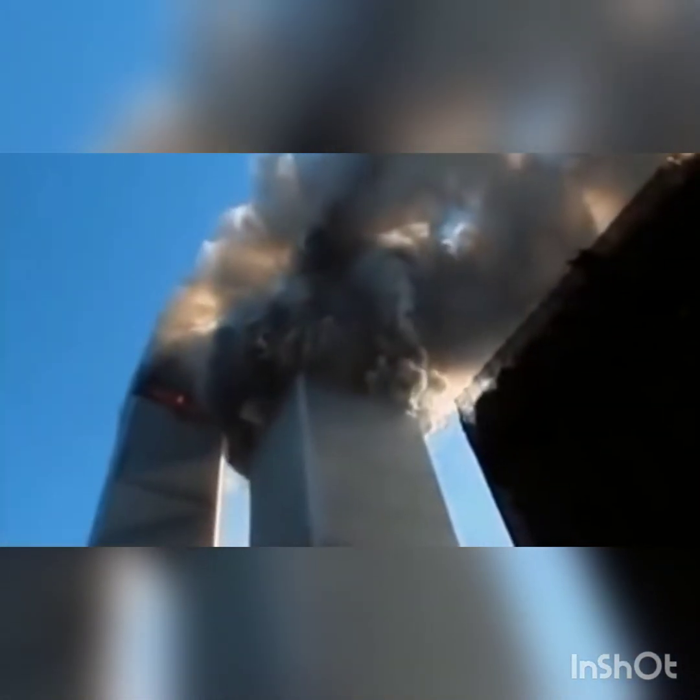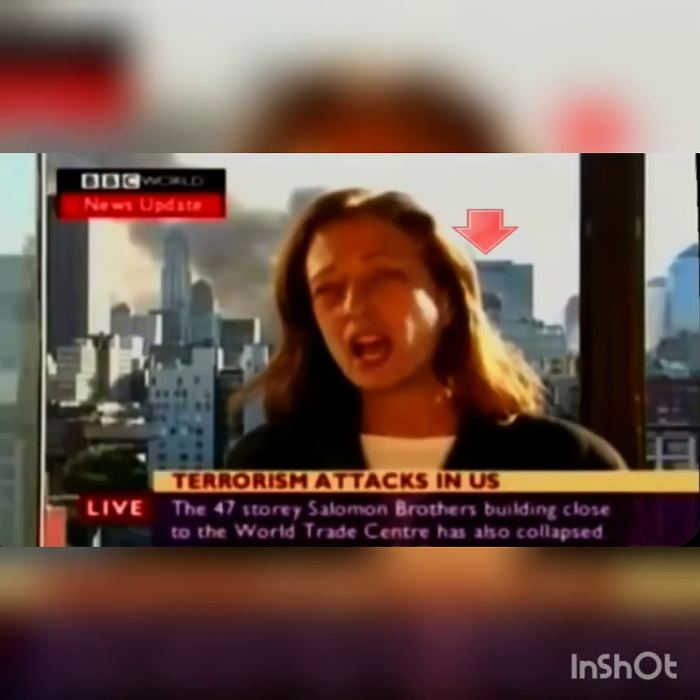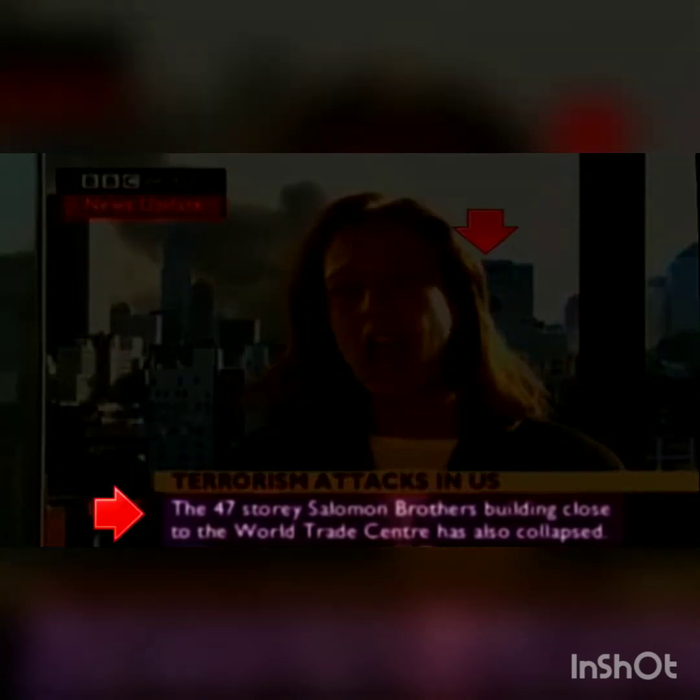On 9/11, 3 buildings fell, the Twin Towers and World Trade Center 7, also known as the Solomon Building. Just before World Trade Center 7 had dropped, a BBC News anchor was describing the collapse of World Trade Center 7 as it stood in sight behind her. This means a pre-planned script was given out to news stations which told them what to say.